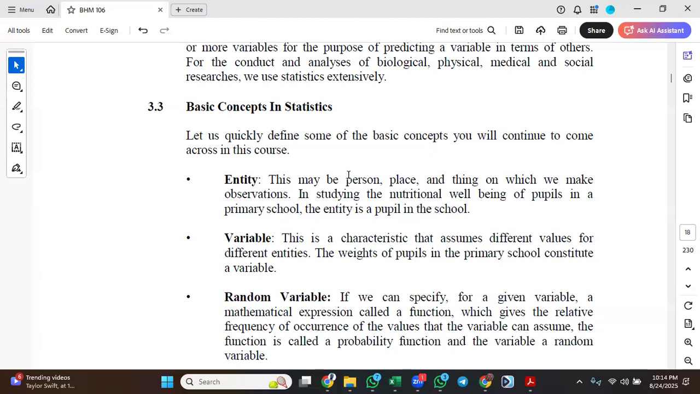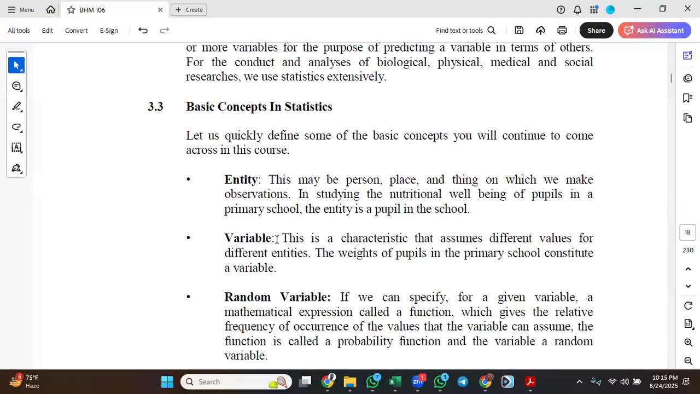Now, in studying the nutritional well-being of pupils in the primary school, the entity is a pupil in the school. I hope we are getting this. Look at it. So, what we want to study is pupils. That means all of them that we have in the school, right? But an entity is just one of them, which means our commodity here is a pupil. Now, a pupil is just a representation of the pupils that we are dealing with. So that is what an entity means.